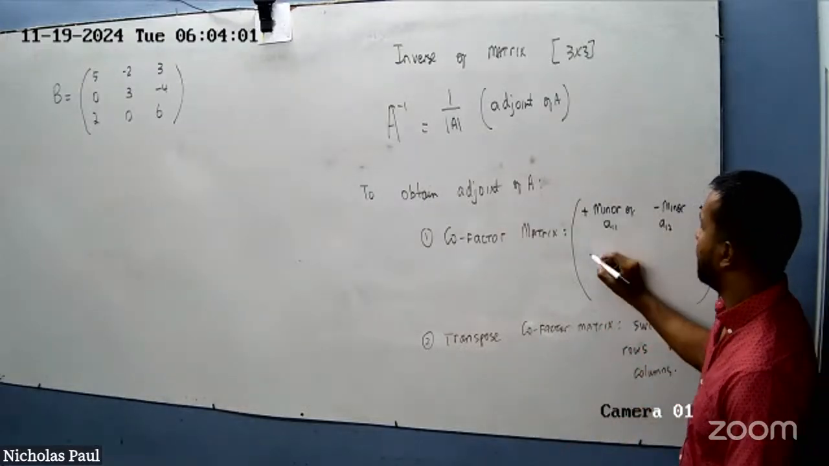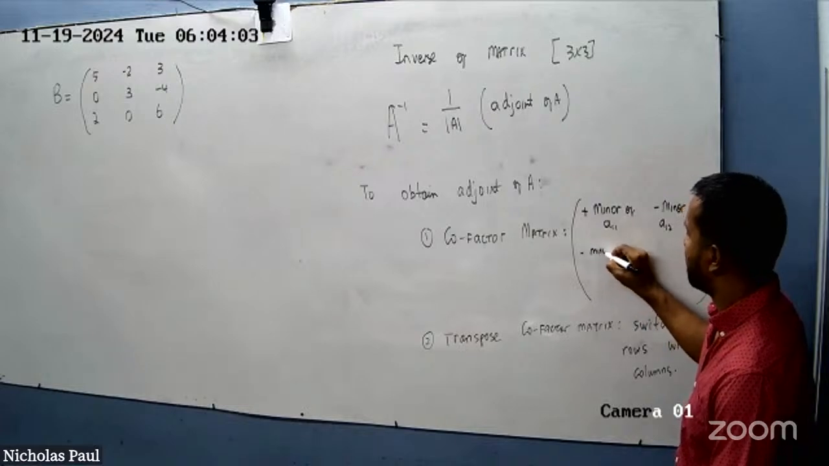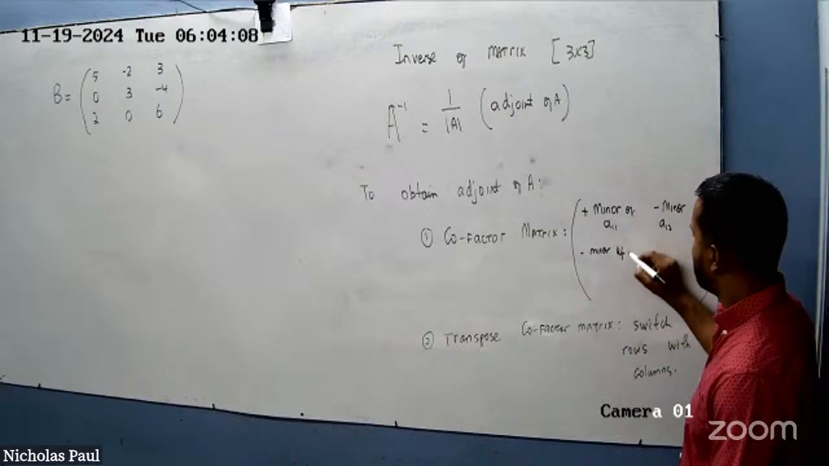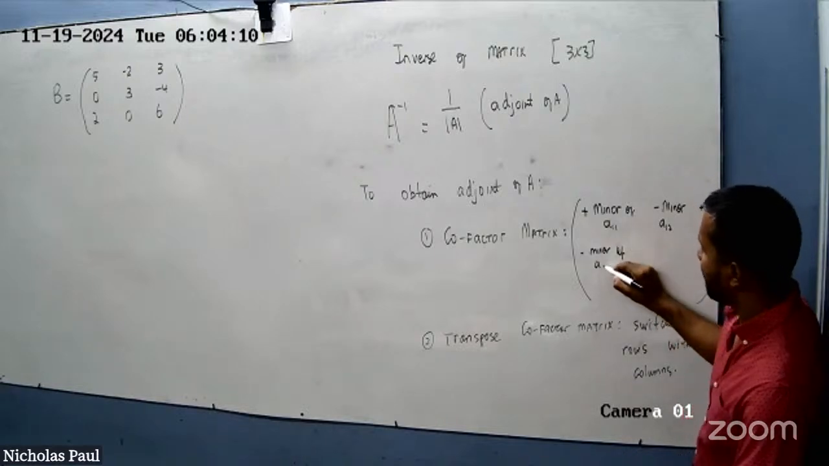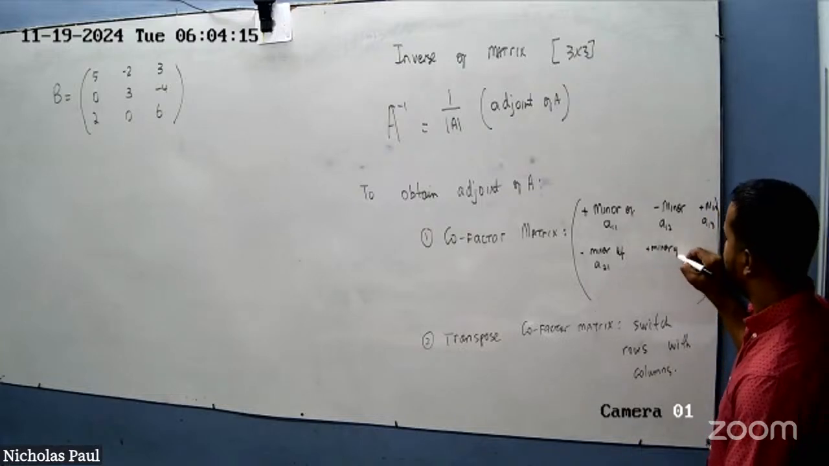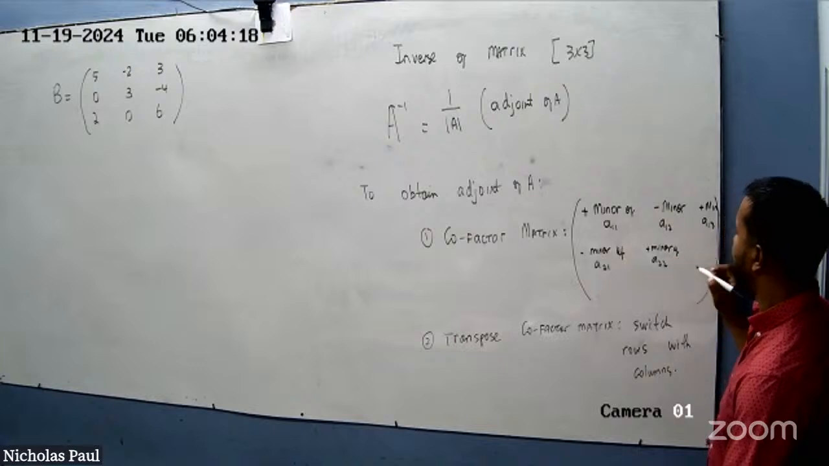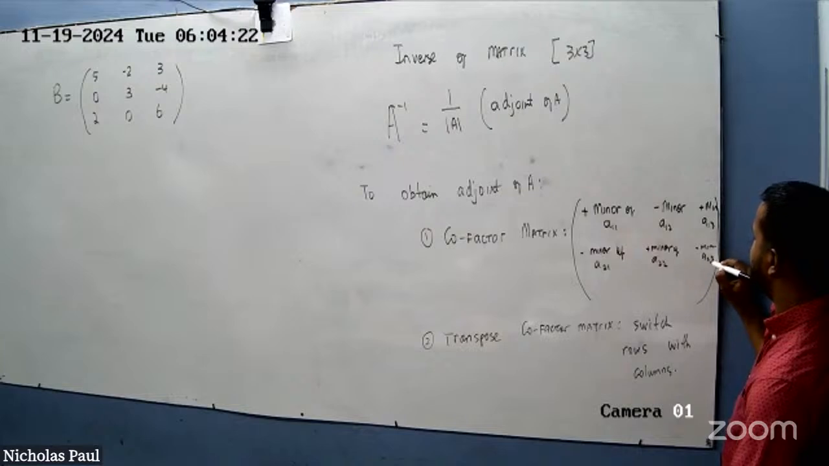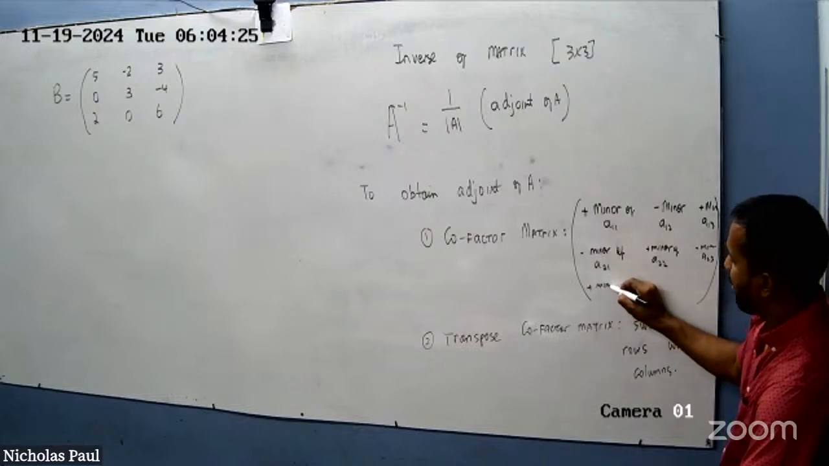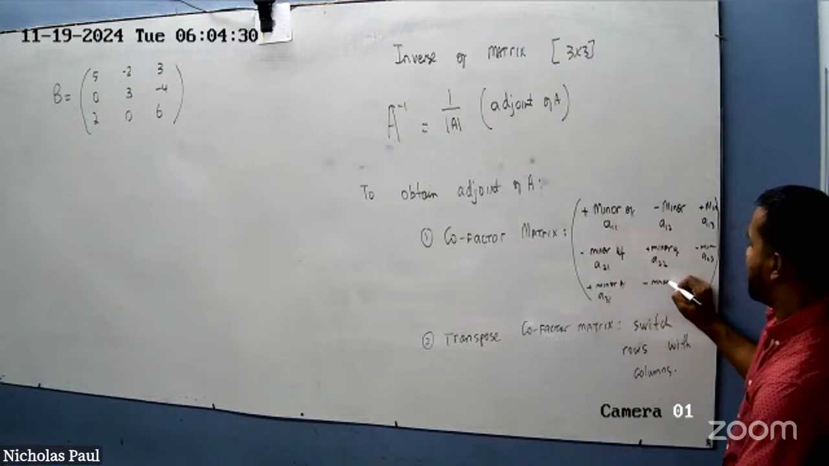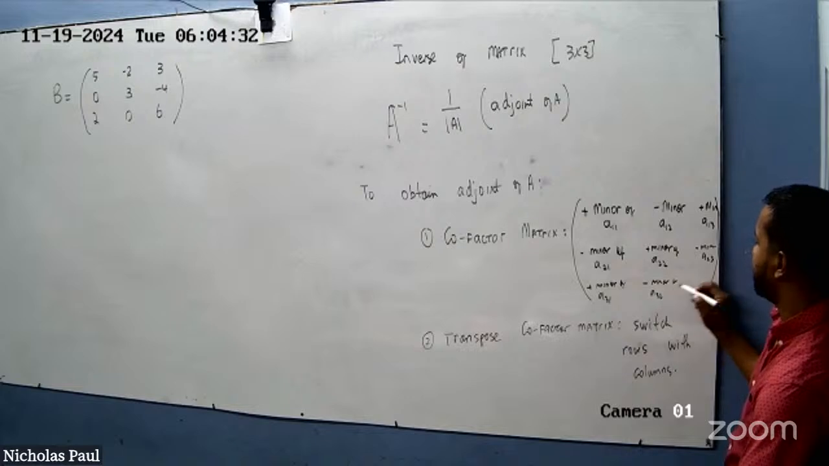So minus the minor of A21, plus minor of A22, minus minor of A23. Then here it will be plus minor of A31, minus minor of A32, plus minor of A33.